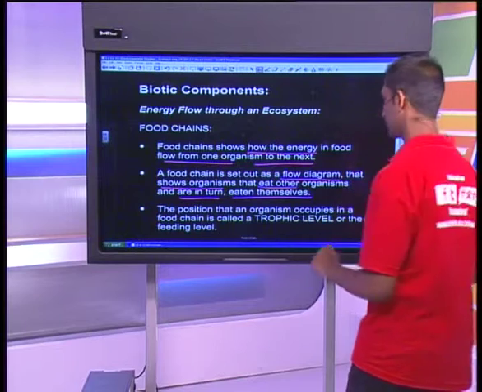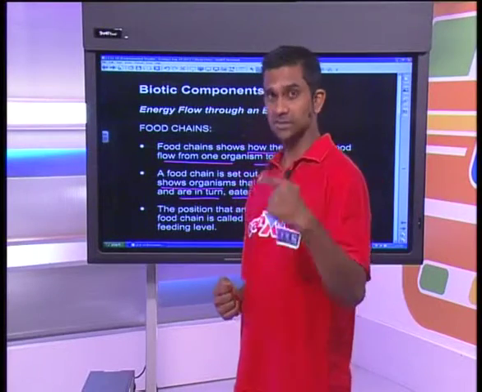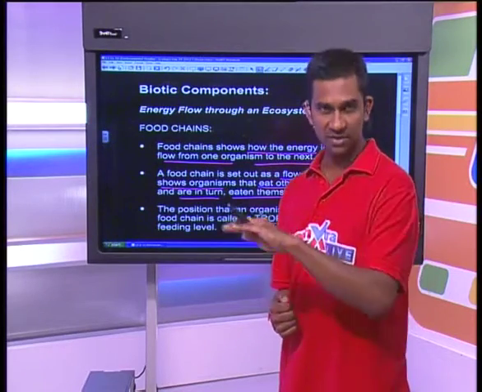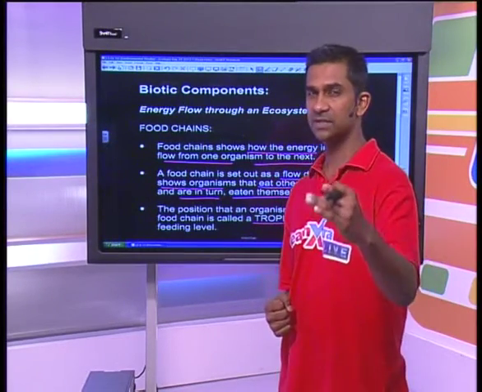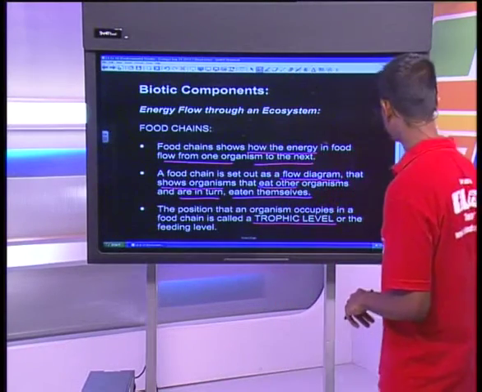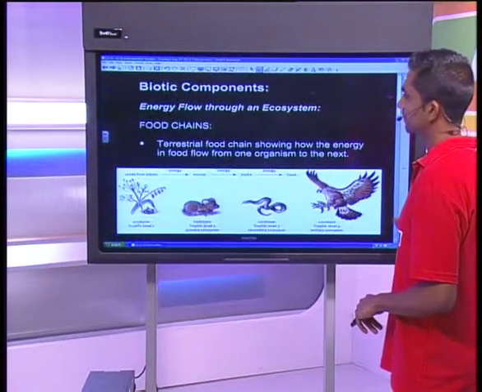The position of an organism in an ecosystem is referred to as its trophic level. So we're going to refer to the terms trophic levels in the next few slides. When we refer to the first trophic level, we refer to the organism right at the bottom, and subsequent levels would refer to organisms further up in the food chain. Okay, let's look at some examples of food chains.